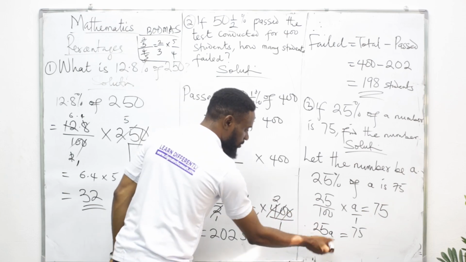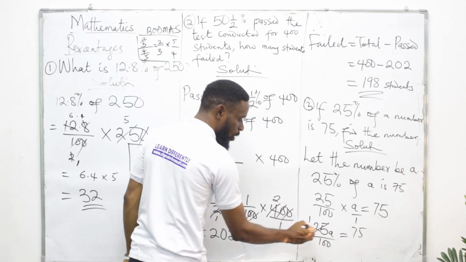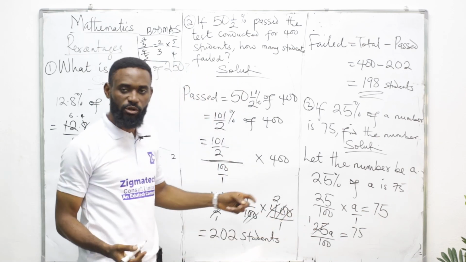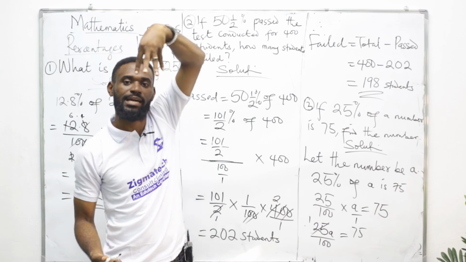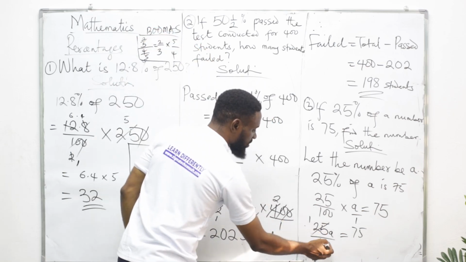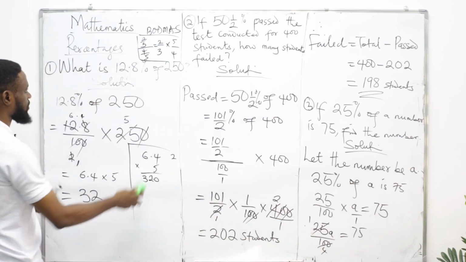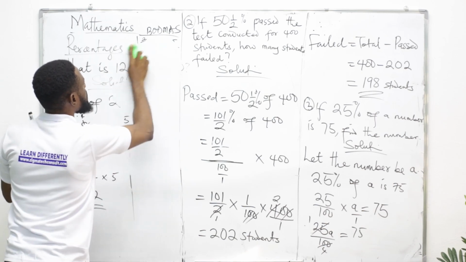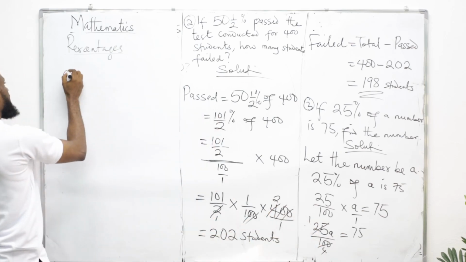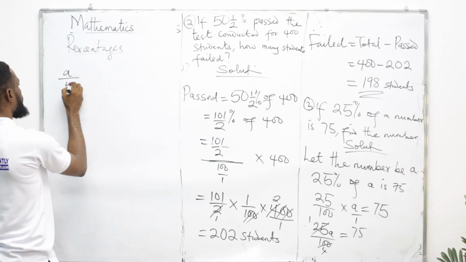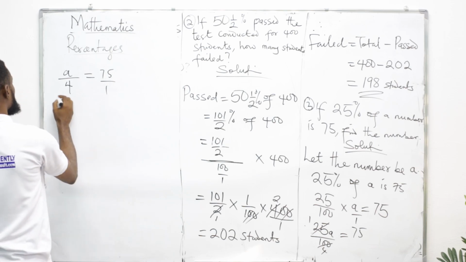25 is a factor of 100. So 25 into itself is 1. 25 times 4 is 100, because 25 plus 25 is 50, plus another 25 is 75, plus 25 is 100. So 4 times. So 25 into itself is 1, 25 into 100 is 4. So if you can follow me, this is 1 times A, which is A over 4, is equal to 75 over 1. Any number is over 1. So cross multiply.